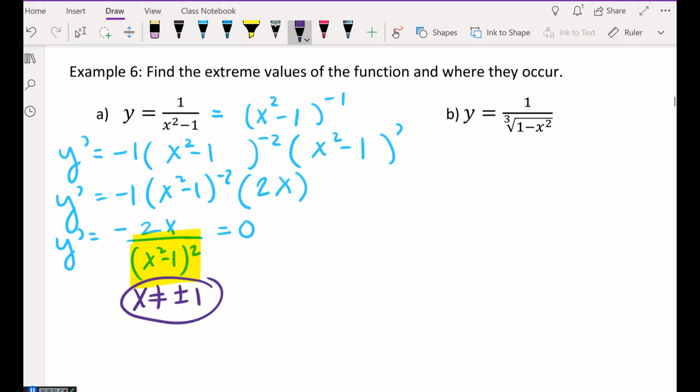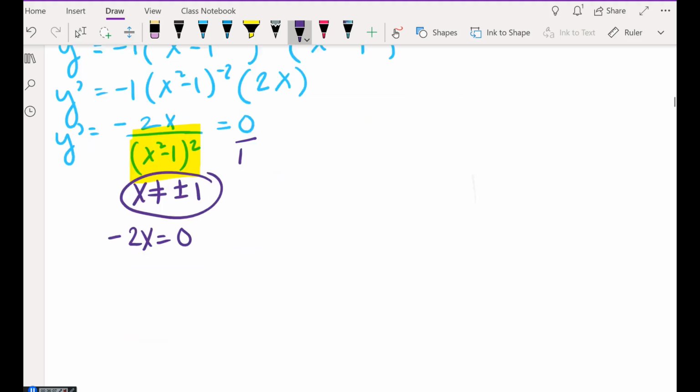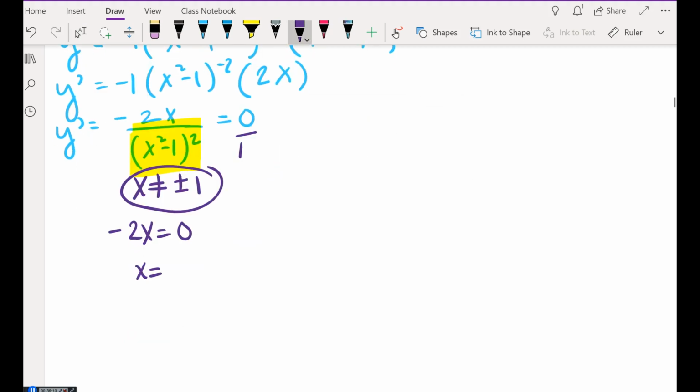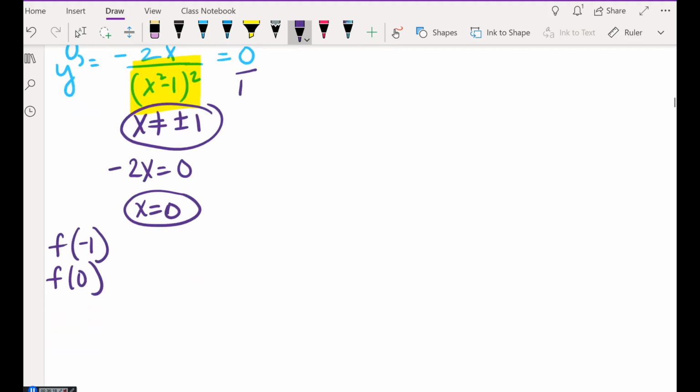How do we solve for x from there? Can I cross multiply? If I cross multiply, my whole denominator is gone. That means you only have negative 2x equals 0. That means x is 0. How many critical points do you have altogether? 3. Let's plug in our values. F of negative 1, f of 0, and f of 1. Go ahead and plug it in. Give me the output. And then we'll do our number line to see where they are.